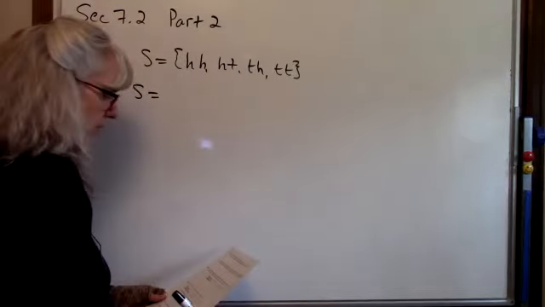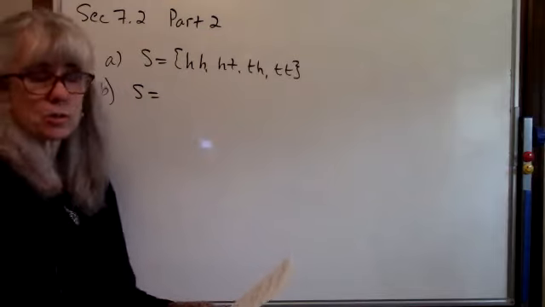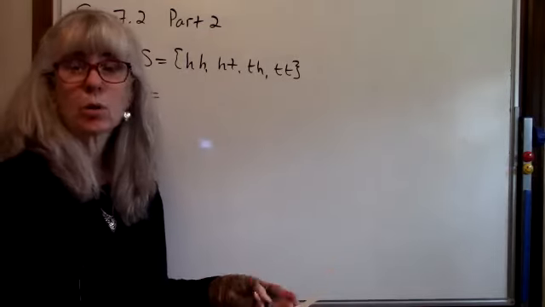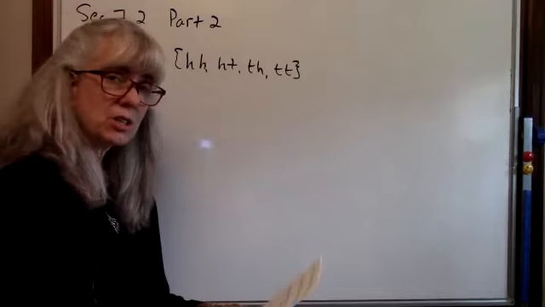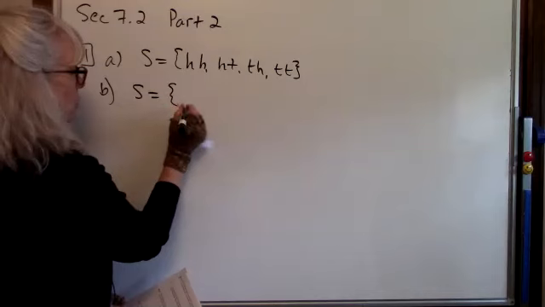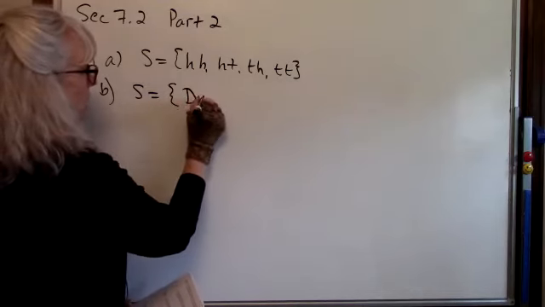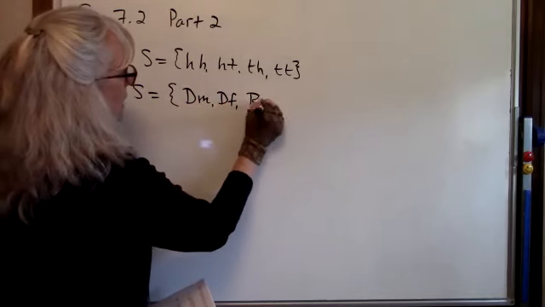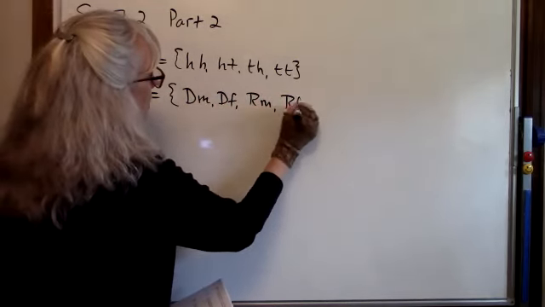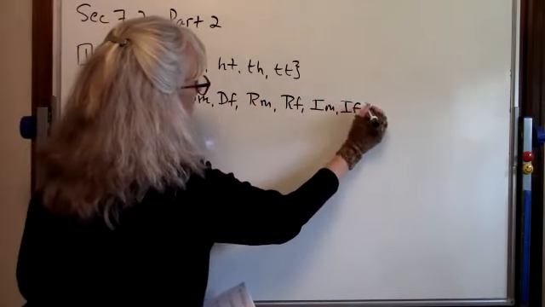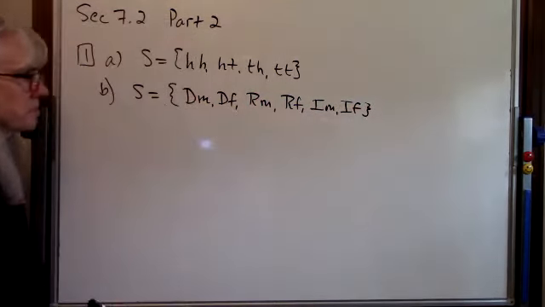Okay, part B says an opinion poll is conducted among a group of registered voters. Their political affiliation, whether they're a Democrat, Republican, or an independent, and their gender, male or female, are recorded. So our sample space this time would be, you could be a Democrat and a male, a Democrat and a female, a Republican and a male, or a Republican and a female. You could be an independent with a male, or an independent with a female. And there's our sample space.